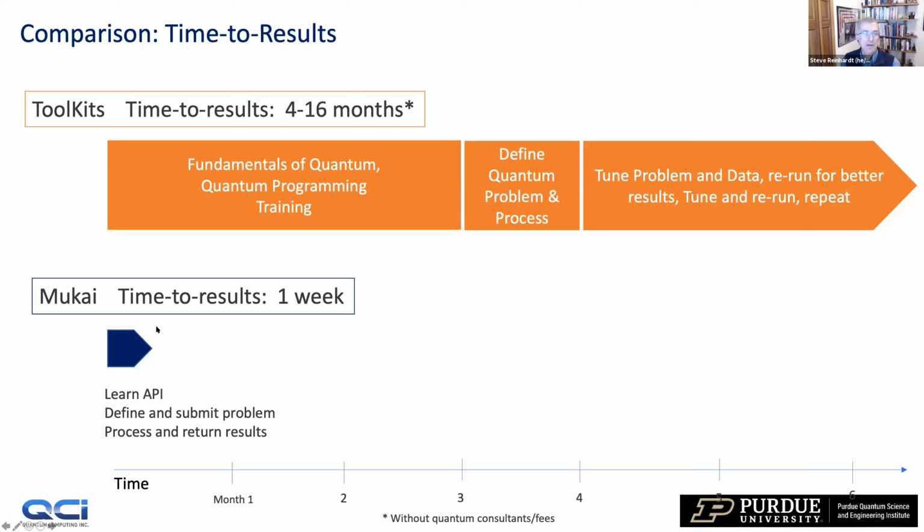With Mukai, that's a week. You learn the API, simple, well-known concepts that you're already familiar with. You define your problem, process it, you get results back in the same terms, the same level of concepts you submitted them, and you get on with life using a quantum computer.